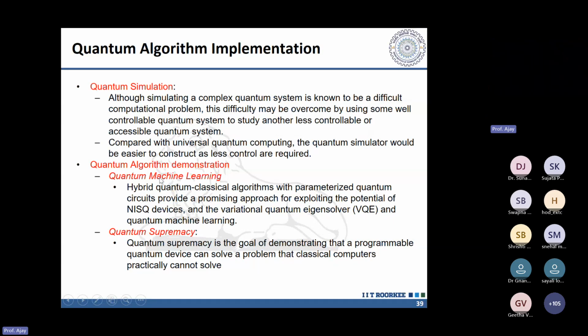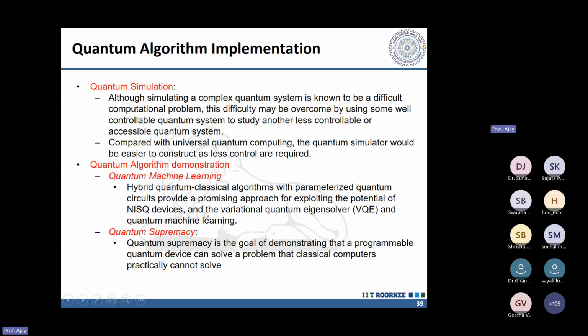There is a language also that is called quantum algorithm. So for every problem, every input, you have a different kind of quantum algorithm. And these quantum algorithms can be optimized by using machine learning and quantum supremacy, which basically demonstrates that a programmable quantum device can solve a problem that a classical computer cannot solve. And quantum machine learning actually parameterizes a quantum circuit and provides a promising approach for exploiting the potential of a nano device based on the quantum qubit.